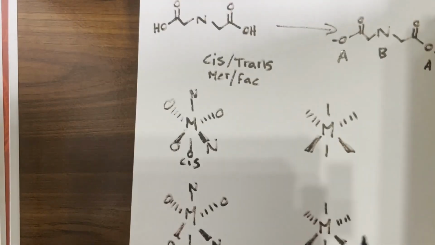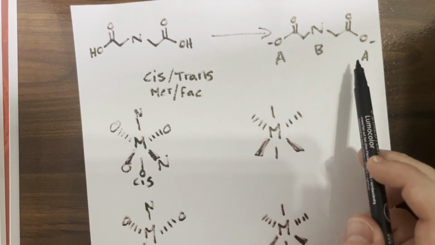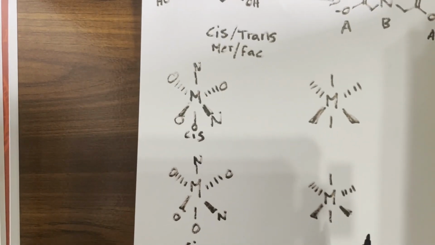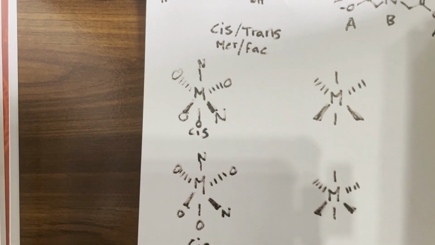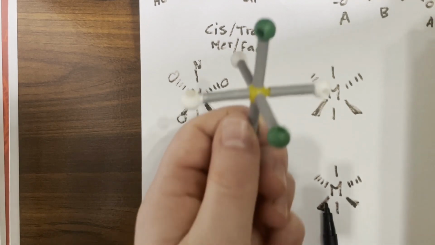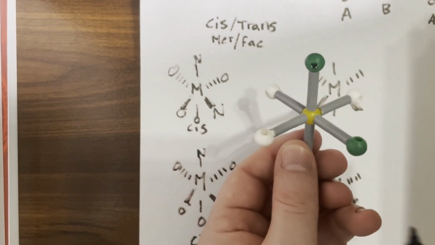But we have our requirement that these need to be in the order of oxygen, nitrogen, oxygen. So how do we identify them in that order on this sketch? Here we have our octahedron, and we need to keep it cis.